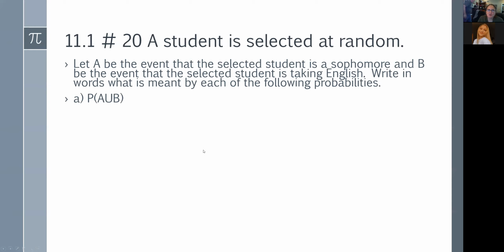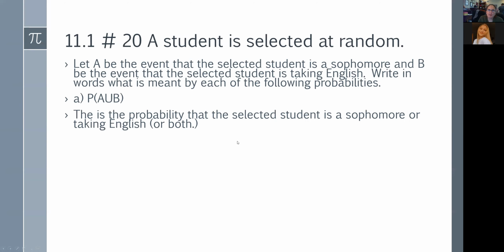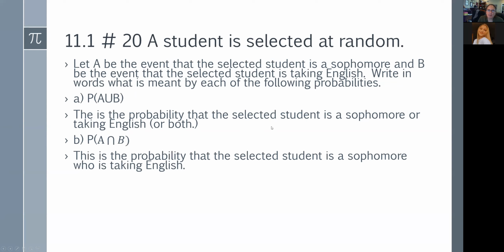Okay, union means or. So this is the probability that the selected student is a sophomore or taking English, or both. Remember, when we do union, we always include the possibility of both. The probability of A intersect B. Okay, this is where we're going to look at the overlap of the two things. We're going to do and. So this is the probability that the selected student is a sophomore who is taking English.